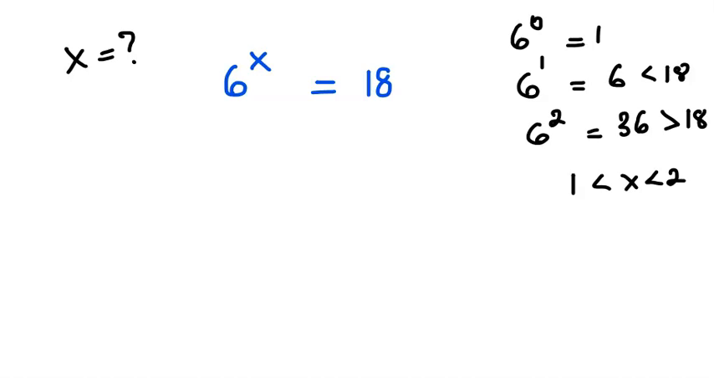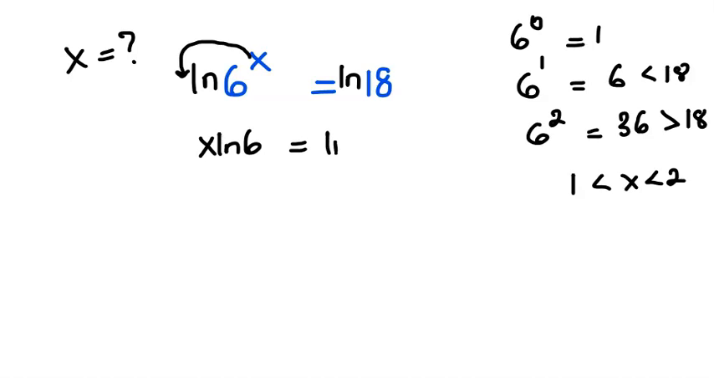So now let us solve this problem. And how do we solve this problem? We're going to make use of logarithm. So let us take the natural log of both sides. The ln of the left hand side will be equal to the ln of the right hand side. With the property of logarithm, we know this power will come down, so that will become x times the natural log of 6.